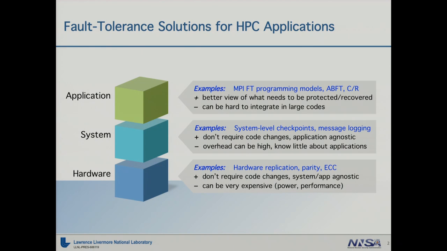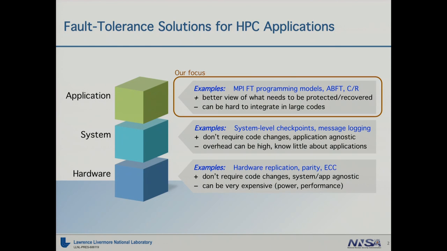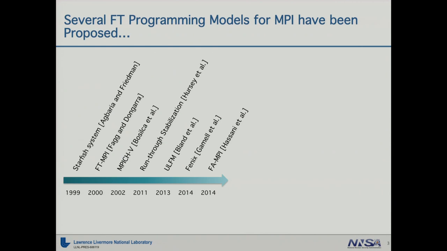The third group is what I call application level solutions. Here we have ABFT, checkpoint restart, and in particular, MPI fault tolerant programming models. And this is the focus of this research. We want to enable new fault tolerant programming models for MPI applications, because the application has a better view of what can be tolerated, what has to be saved, and what has to be recovered from a failure.